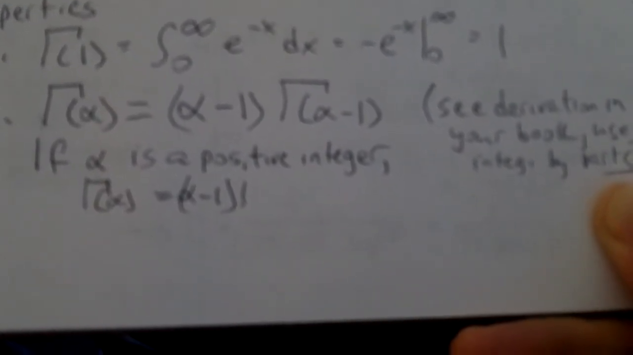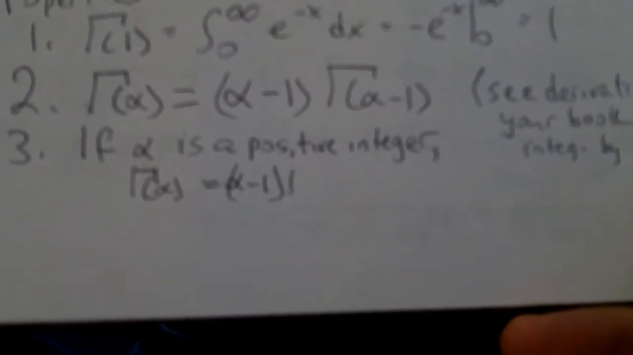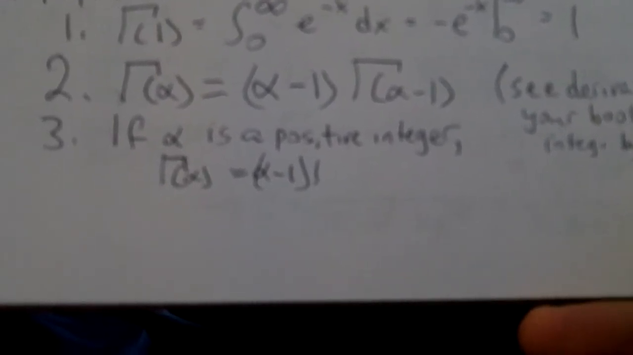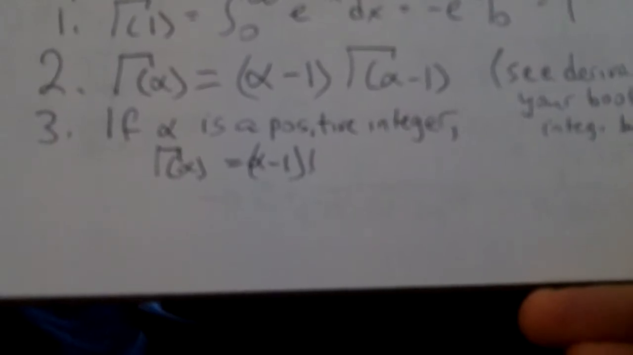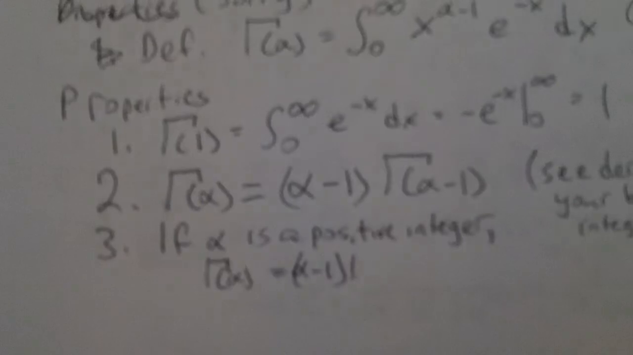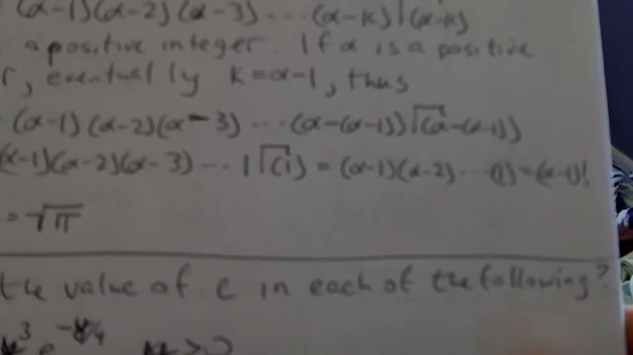It does require integration by parts, but one of the things that you do find out with regard to all of this is that you end up getting a recurrence relation, and a big result is that if alpha is a positive integer, then gamma of alpha is equal to alpha minus 1 factorial. That recurrence relation is used on the next page to show how this works out to be alpha minus 1 factorial. I'll leave that for you.